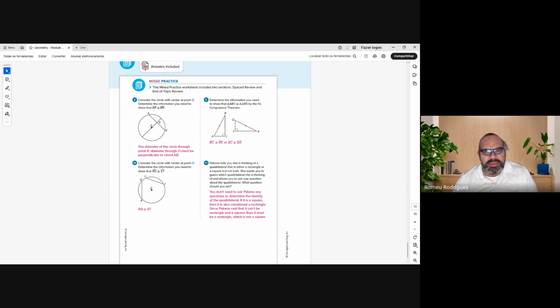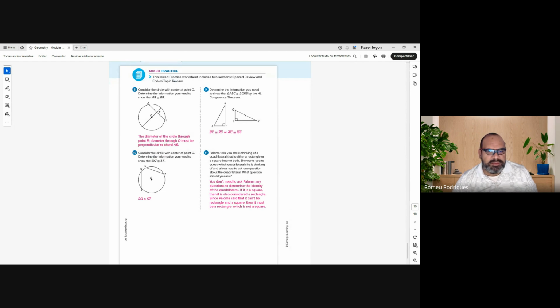number 9. Determine the information by the hypotenuse leg congruence theorem. As we know here, then BC is congruent to RS. Okay, because we know they are congruent triangles by hypotenuse leg. These also are two chords we have over here. You can check RQ congruent to ST.